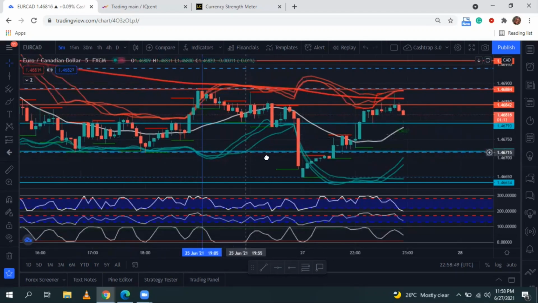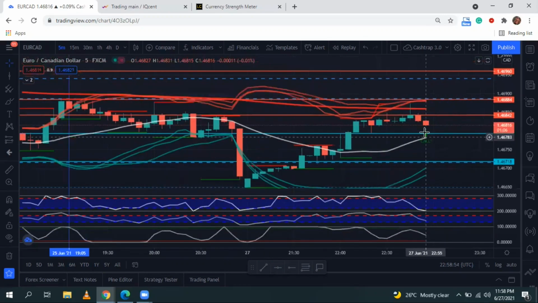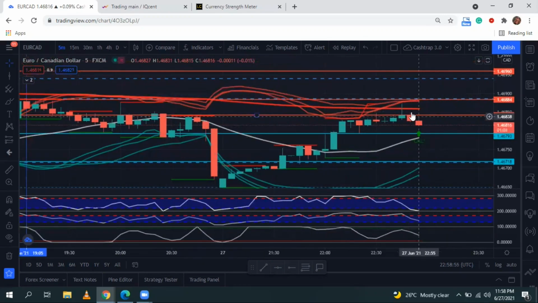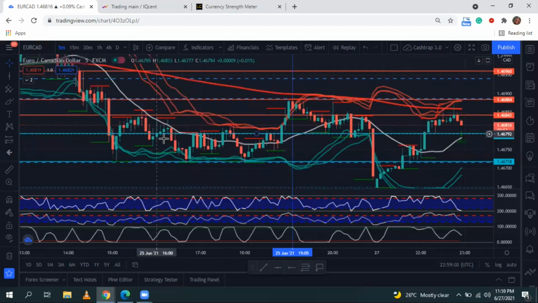I want to make this video short. That's why you should not wait to see, but you can see what is going on. We have two red candles after taking the put that we did here.